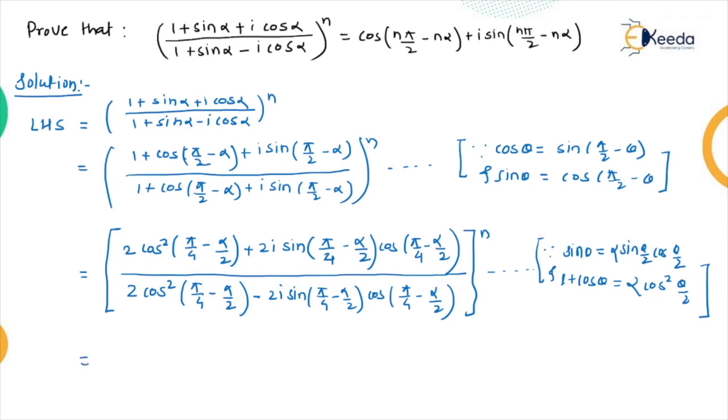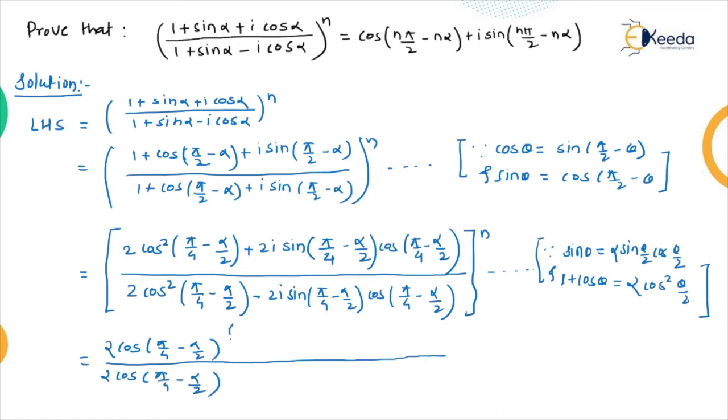Okay, after taking the common terms: 2 is common in the two terms. Also the term cos of (π/4 − alpha/2) is common in the numerator as well as in the denominator. In the numerator as well as the denominator we take out cos of (π/4 − alpha/2), this common term.